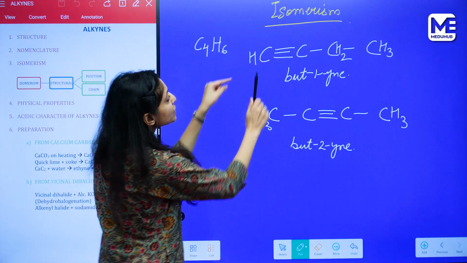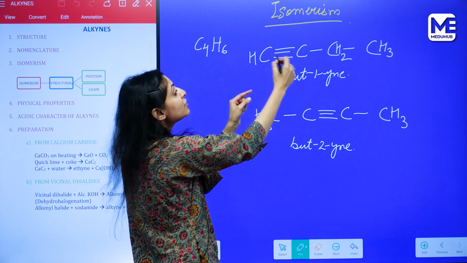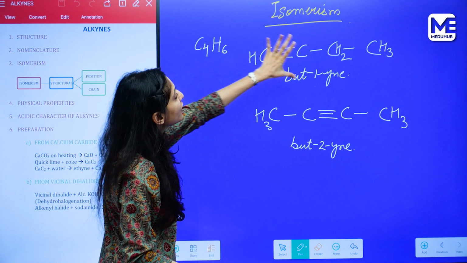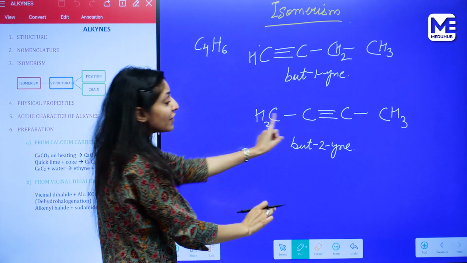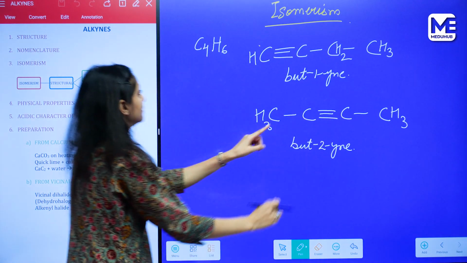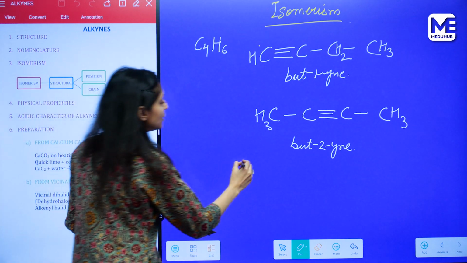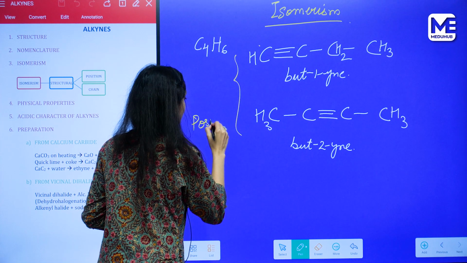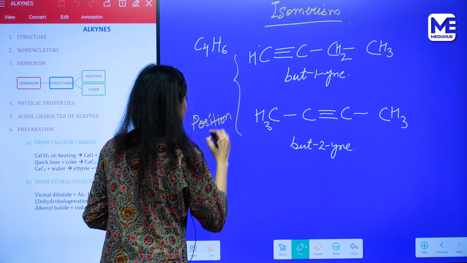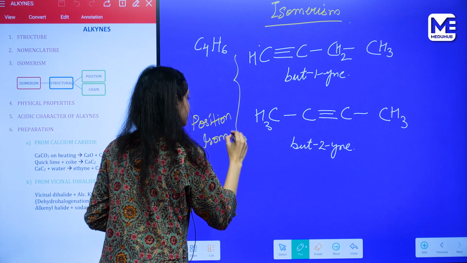Now can you see what isomerism is exhibited? Here only the position of the functional group, which is the triple bond, is varying. Here the functional group is between the first and the second carbon. Here the functional group is between the second and the third carbon. So this is called position isomerism.